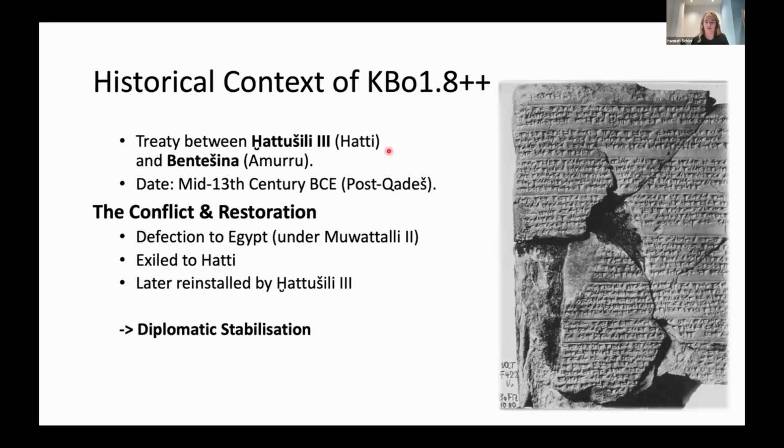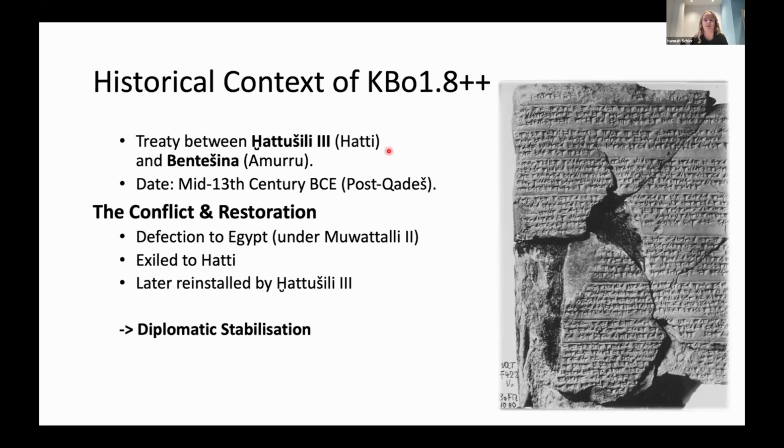And let me now introduce the specific document. The parties are Hattushili III of Hatti and Bintishina of Amurru. The date is the mid-13th century, in the aftermath of the Battle of Kadesh, and the political situation is profoundly unstable. Bintishina defected, was deposed, and later restored by Hattushili III to stabilize the Syrian frontier. This treaty, KB018, is the formal instrument of that restoration.